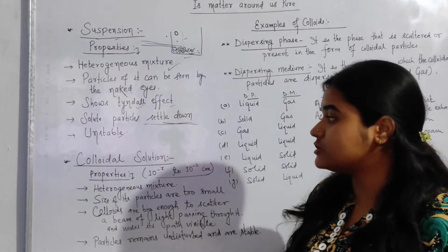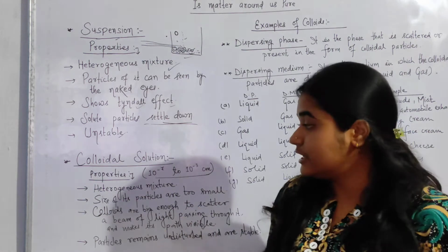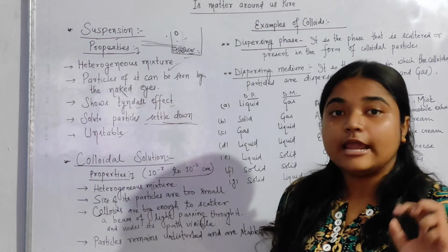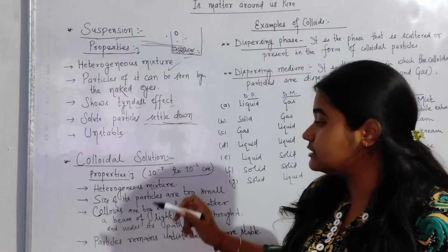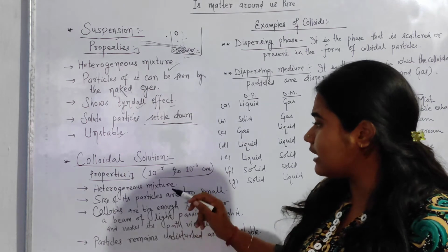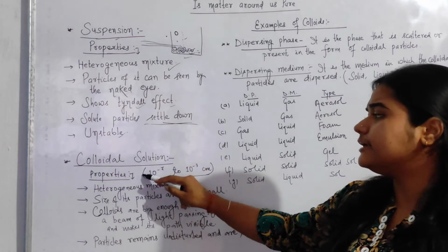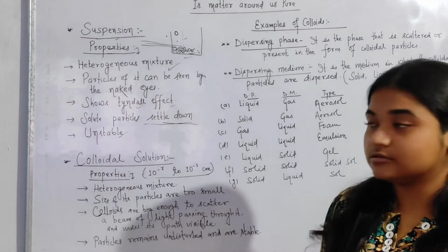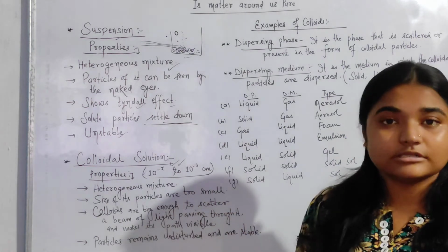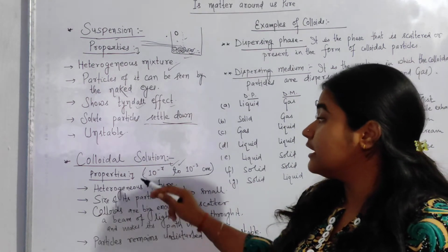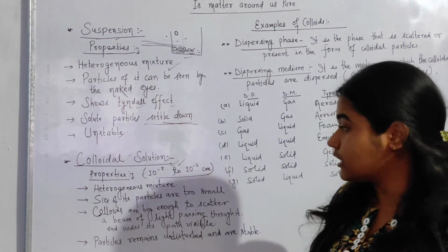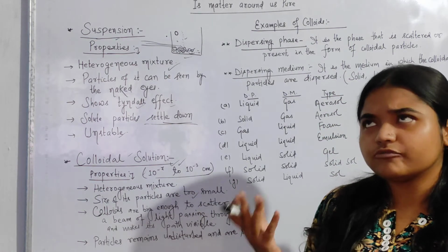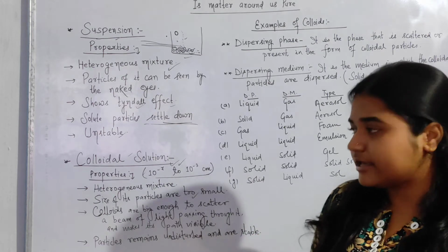Now coming to the next one, the colloidal solution. It is also a type of heterogeneous mixture. In this, the solute particles are generally of the size of 10 to the power minus 7 to 10 to the power minus 3 centimeter. Okay, just remember this dimension. Next, in this colloidal solution, the size of the particles is very small, so obviously we cannot see them with our naked eyes in general.